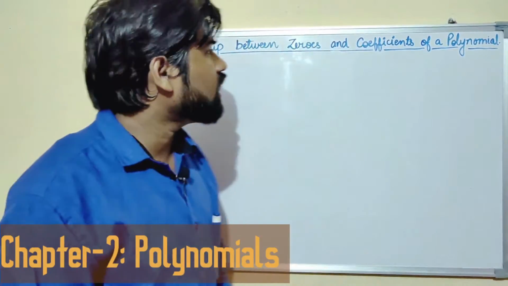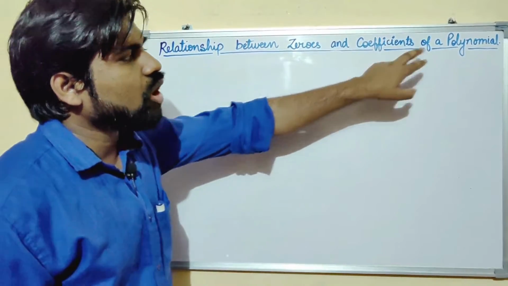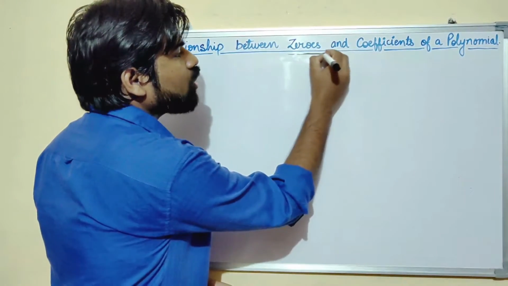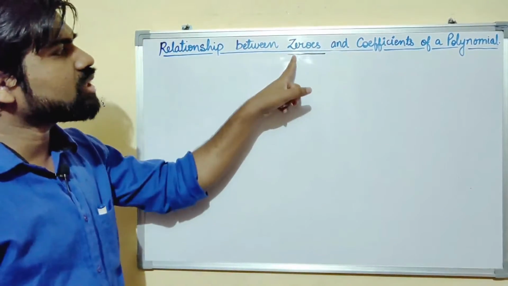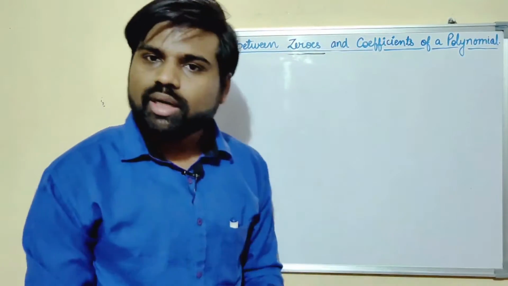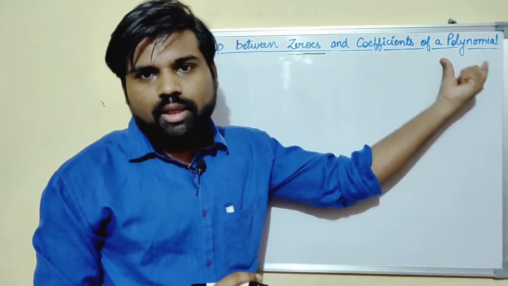In this video, we will discuss the relationship between zeros and the coefficients of a polynomial. In the previous video, I told you about the zeros of a polynomial. I hope you have understood that. Now let us see what is the relationship between the zeros and the coefficients of a quadratic polynomial. In this video, we will discuss only that quadratic polynomial.